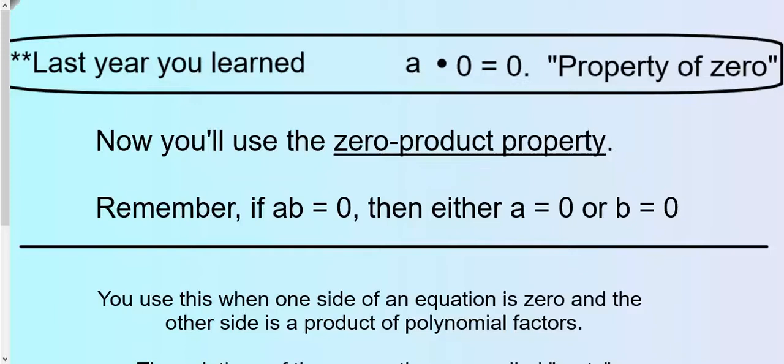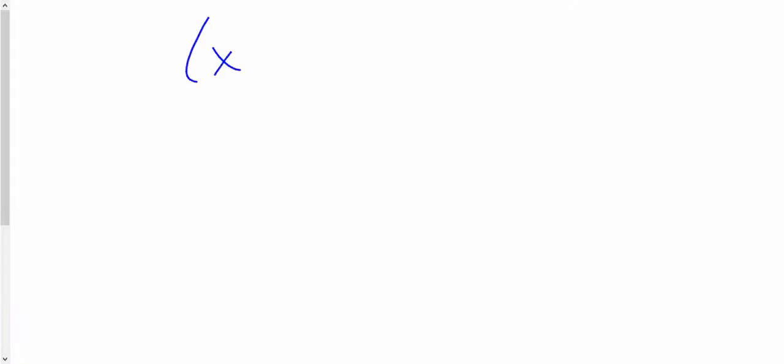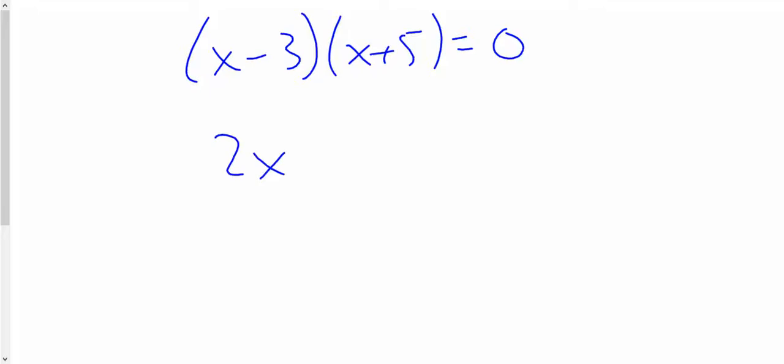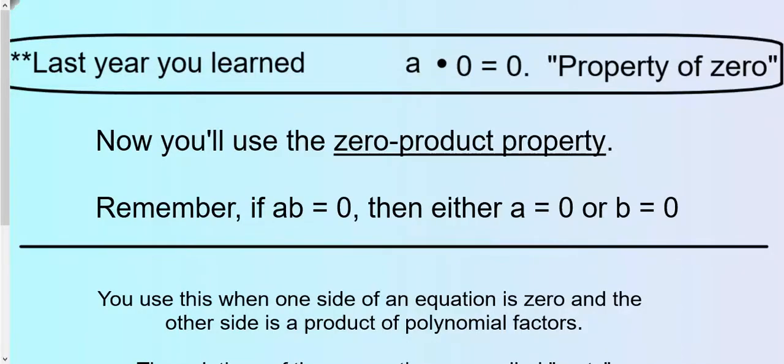And what I mean by that is they're going to either look like this here, or they're going to look like something like this here. This is what I mean by factored form, and you might not know what that means yet, but I'll explain. Last year, or at some point, you learned this property of 0. If I have one number times 0, it always equals 0. We're going to use the zero product property. If A times B equals 0, then one of the two numbers has to be 0, either the first number or the second number.